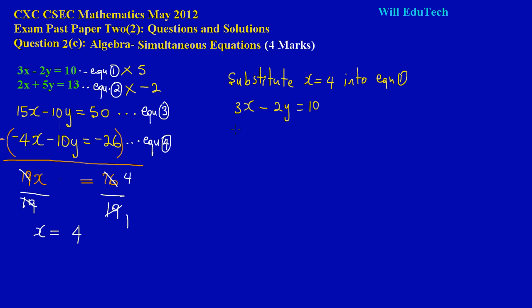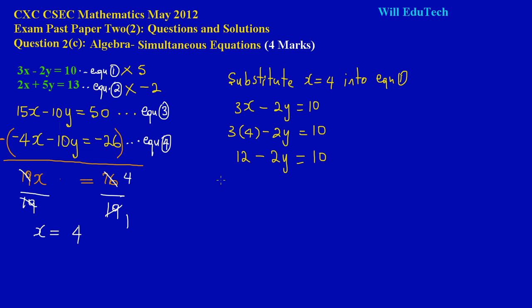So when x is substituted, we'll have 3 multiplying 4 because x is 4. And we're subtracting 2y from that, and that is equal to 10. All right, 3 4s, that will give us 12. And that's minus 2y, and that is equal to 10. Okay, so by transposition, my friends, we have a positive 12 here. So let's take this to the other side. So obviously we're going to have to subtract 12 from both sides.